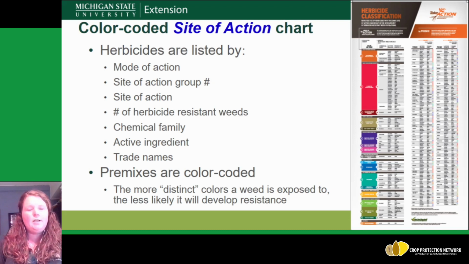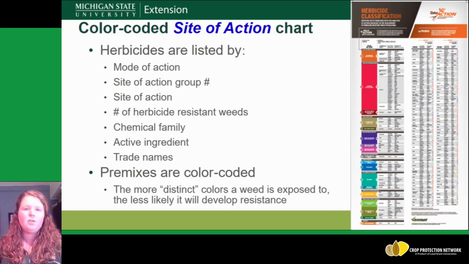This lists herbicides by a number of different categories. First, the mode of action, how that herbicide works, then the site of action group number, and also the site of action group name, and then the number of herbicide resistant weeds in the United States that we know about that are resistant to those certain sites of action, and then the actual chemical name, the active ingredient, and then the trade name, which is what you'd see on the label.